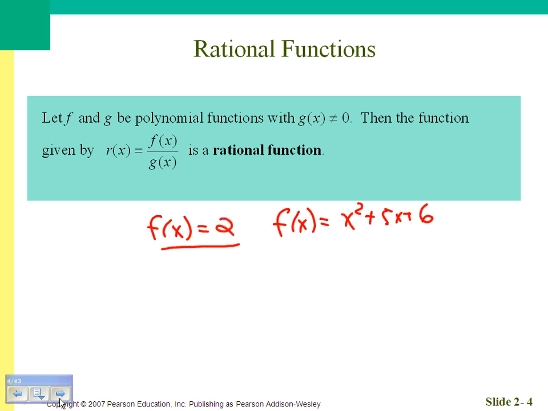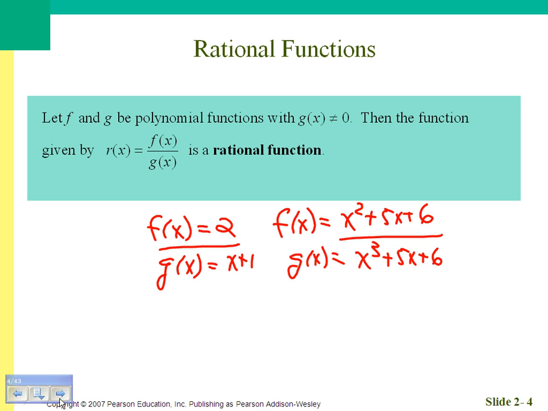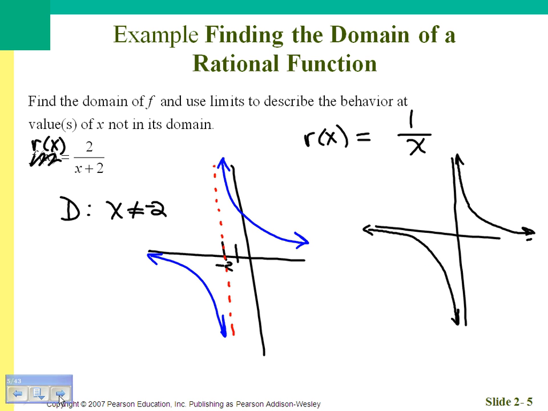And then g of x could be another rational function or polynomial. It could be like x plus 1, or maybe g of x is more involved. Maybe g of x is also x cubed plus 5x plus 6. We take these two functions and we divide them by each other, and we end up with something called a rational function. Notice it's not a polynomial function by itself, because with a polynomial function you have to have all of your terms in the numerator, if you will. In other words, the exponents need to be positive or whole numbers.